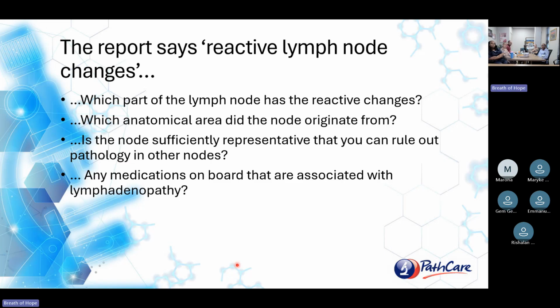So if you see a pathology report and it says that the lymph node has reactive lymph node changes, interrogate the report or the pathologist, ask which part of the lymph node is the reactive area. Think about which anatomical area the node originated from. Are you happy that the biopsy you did is representative? So for example, in that patient that I mentioned, that inguinal node biopsy was not representative of the disease. Do you need to biopsy another lymph node? And does the patient have medications on board that might be causing this lymphadenopathy?